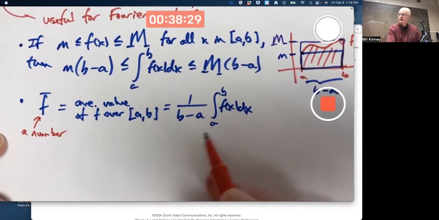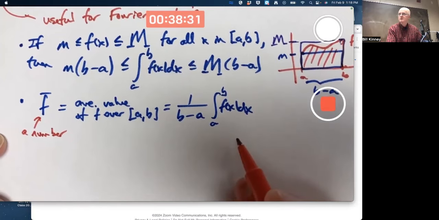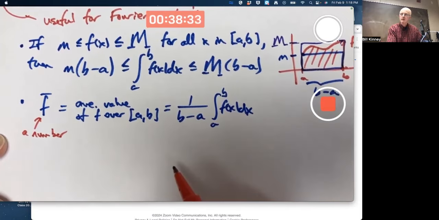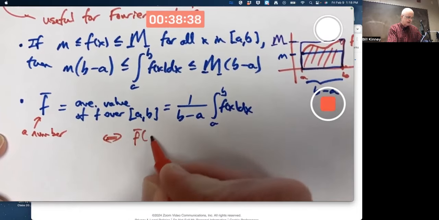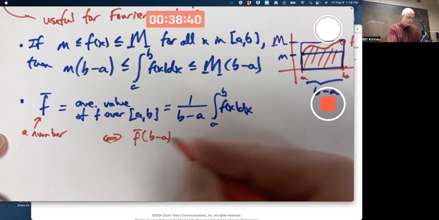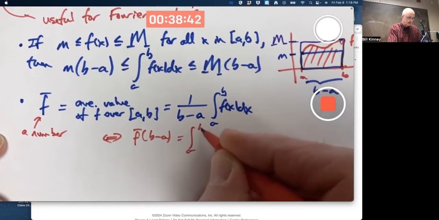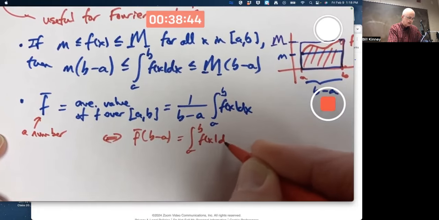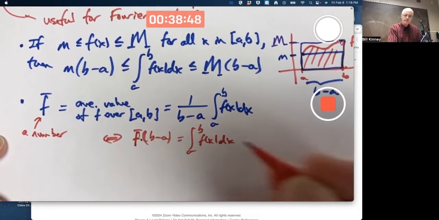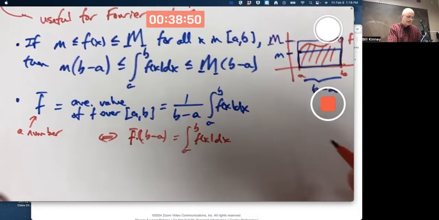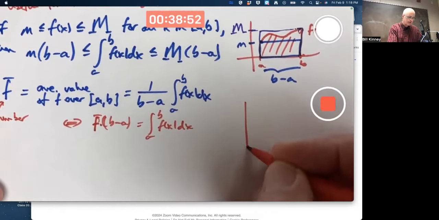It equals the integral divided by b minus a. Both of those things are numbers. So this has got to be a number. Also remember it's equivalent to saying f bar times b minus a equals the value of the integral. That's an f bar times b minus a. And that can be interpreted geometrically as well.